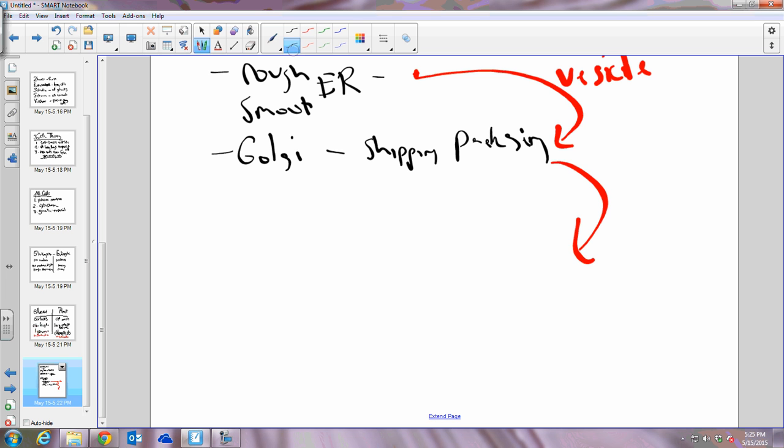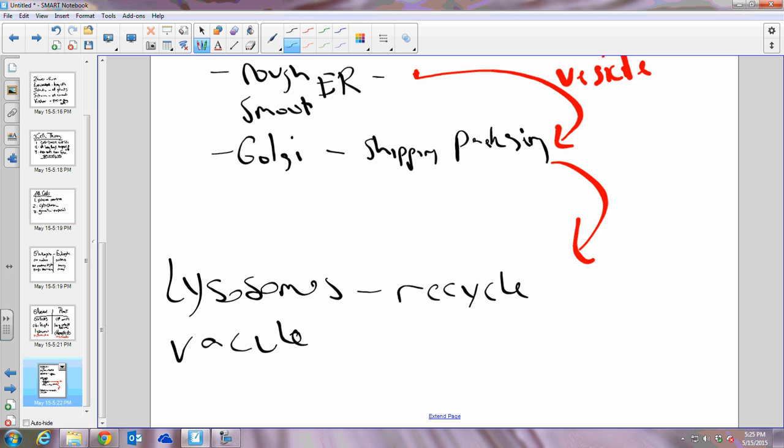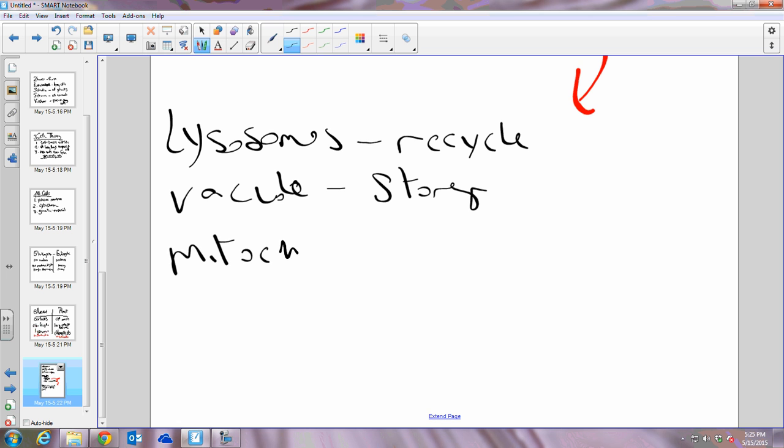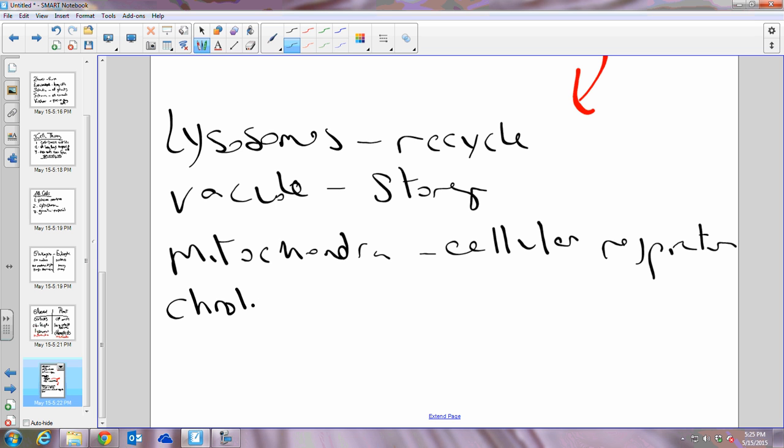Lysosomes. These are membrane sacs that break down and recycle old materials. Vacuoles. These are storage, particularly for water and other nutrients. Mitochondria. The site of cellular respiration. Chloroplasts. This is the site of photosynthesis.